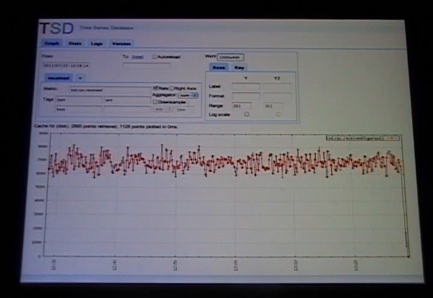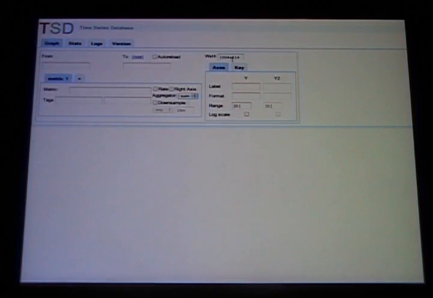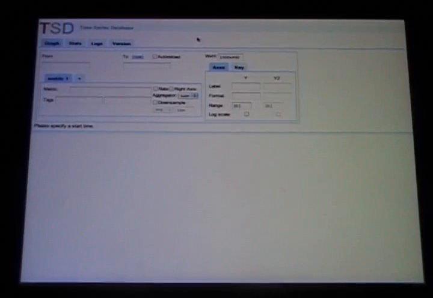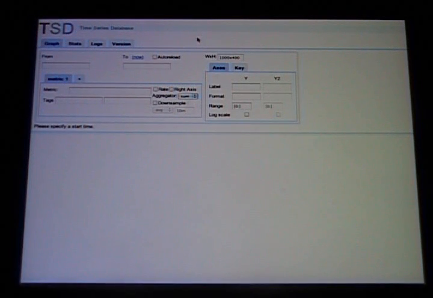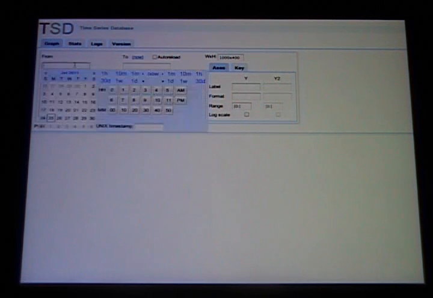So let me just refresh the page and I'll start over so you know how I got to this graph. When you get started, you get this blank form here, and the first thing you need to do is specify some kind of a start time. So I'm going to show you the number of data points that are going to our time series database on a graph. So let's look at the past 1 hour.